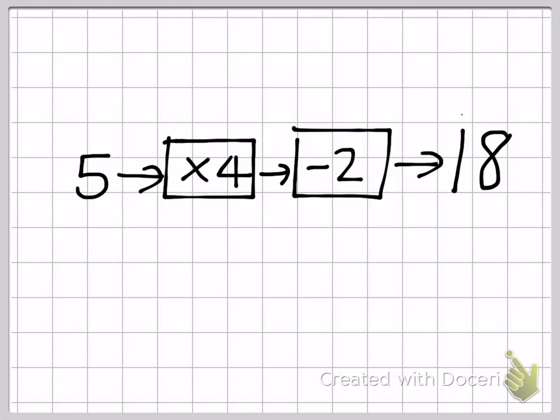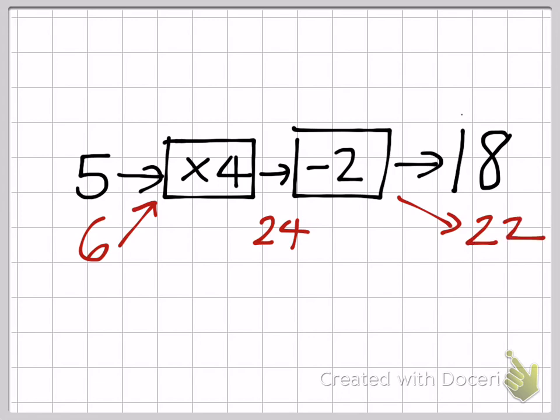Okay, we could try it with a different number. Let's start with 6 this time. If we feed 6 into the machine, when we times it by 4 we get 24. When we take away 2, the answer at the other end would be 22. Well, let's try it with 10. 10 times 4 would give us 40, and then when we take 2 away, out the other side, we'd end up with 38.